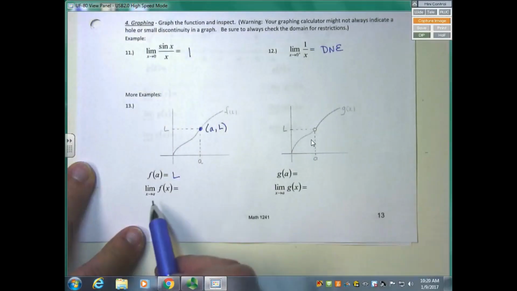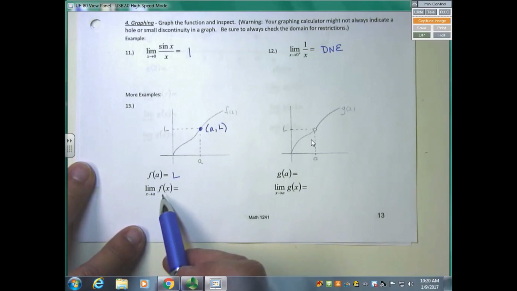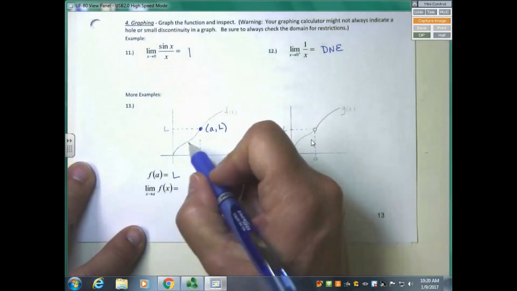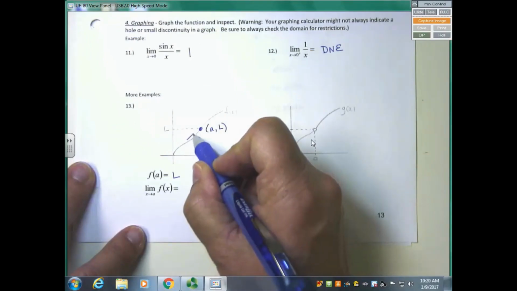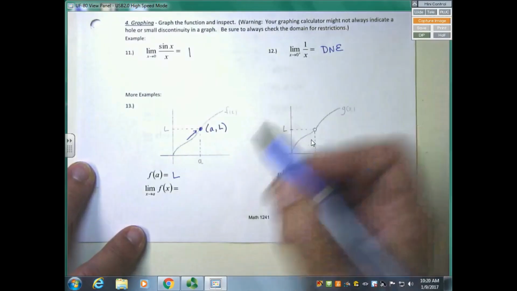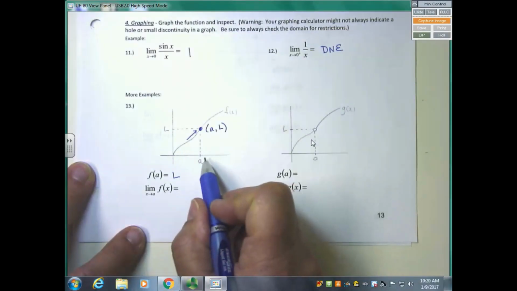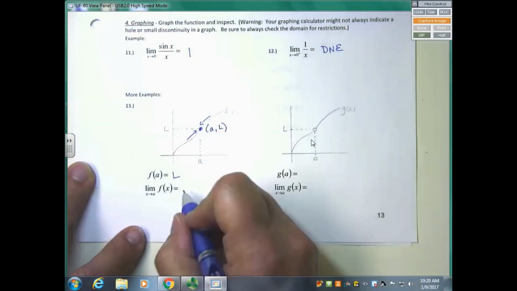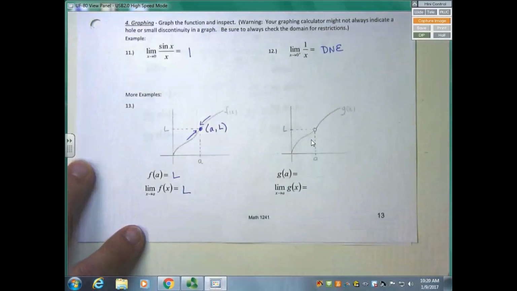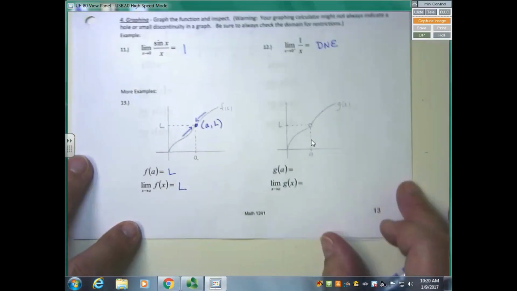The limit, on the other hand, is what is y getting close to when x is approaching a from both sides, left and right. If I approach a from the left, the y value is getting close to L. If I approach a from the right, the y value will be approaching L. So the limit is also L. That time they both happen to be the same.